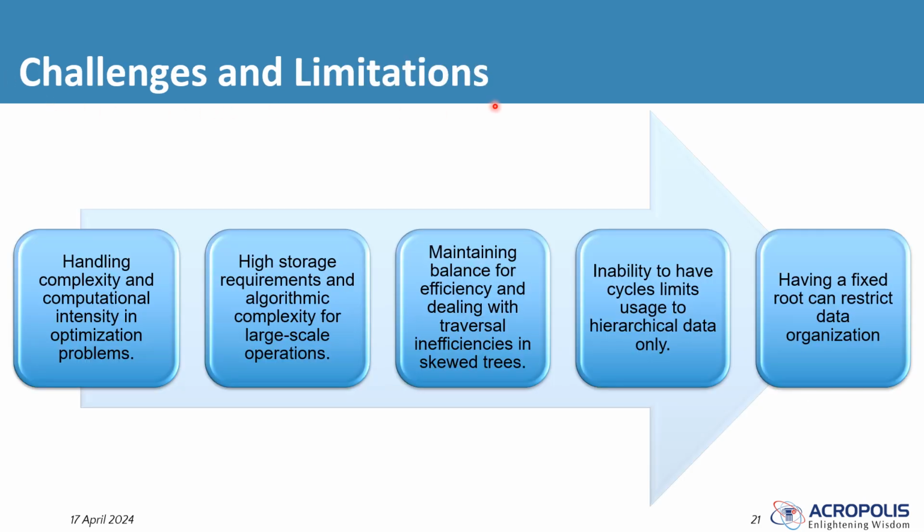Challenges and limitations of tree and graph data structure. Handling complexity and computational intensity in optimization problems, and high storage requirements and algorithmic complexity for large scale operations. This comes under the graph data structure. These are the challenges and limitations of graph data structure. And now tree: maintaining balance for efficiency and dealing with traversal inefficiency in skewed trees.